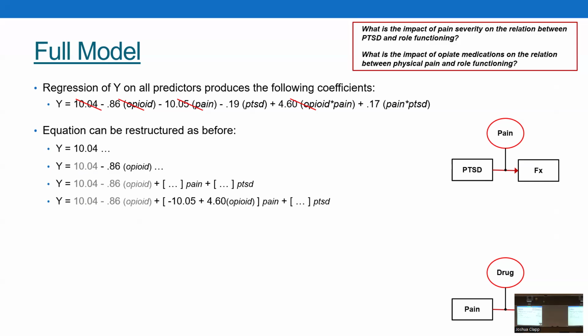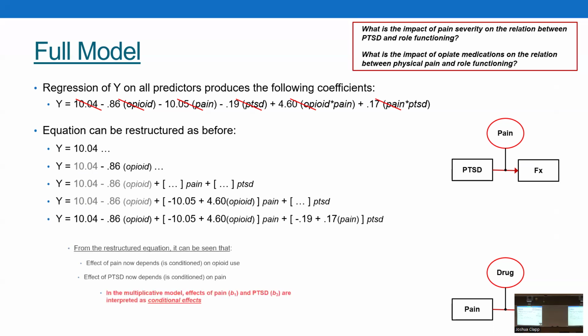Same thing: pull the remaining terms down for PTSD. And so I've got here my conditional effect of PTSD, and I can see that that coefficient is going to be dependent on whatever I've set pain equal to.